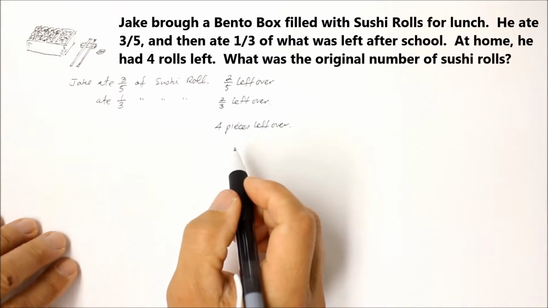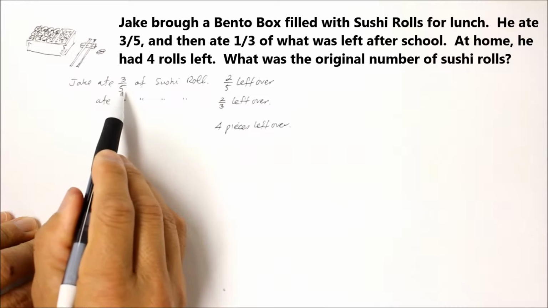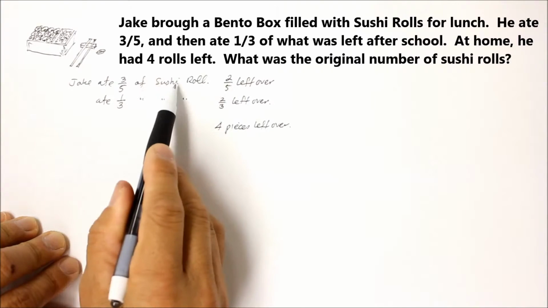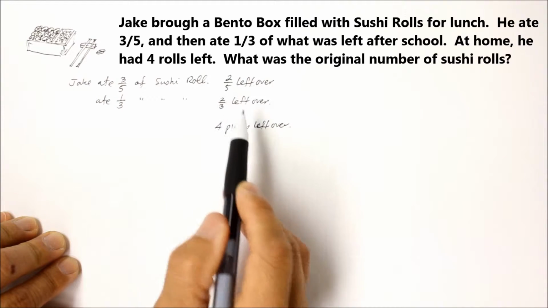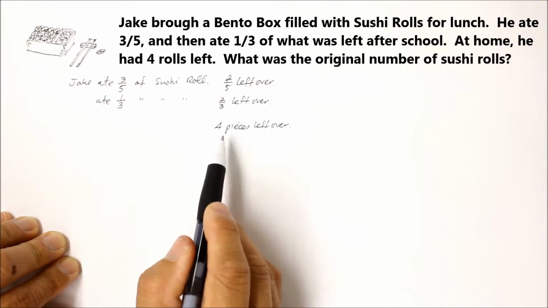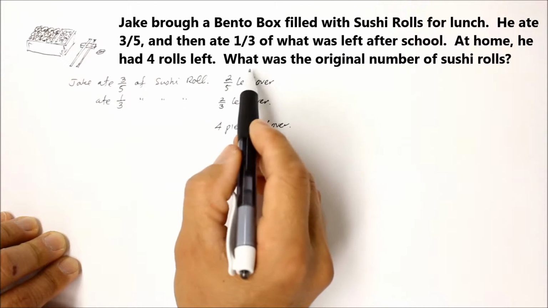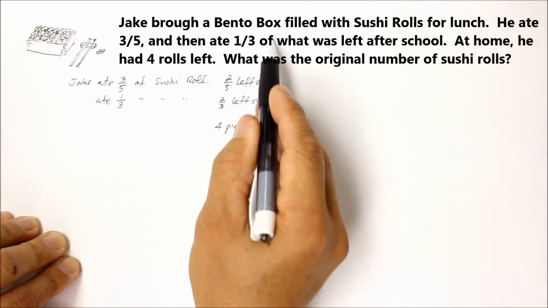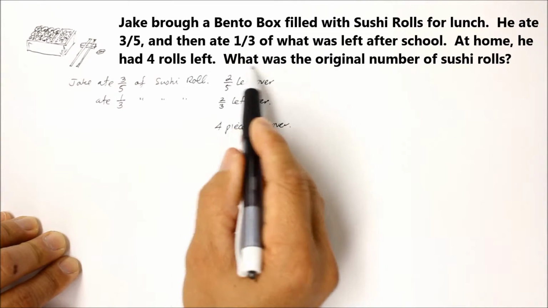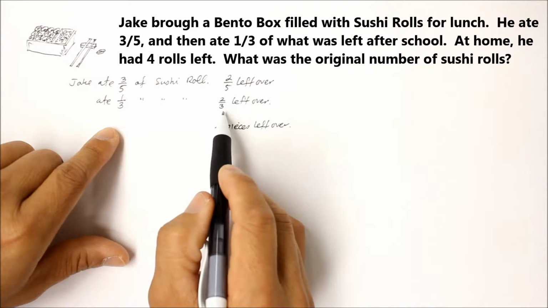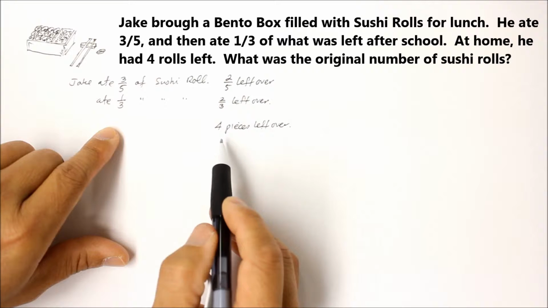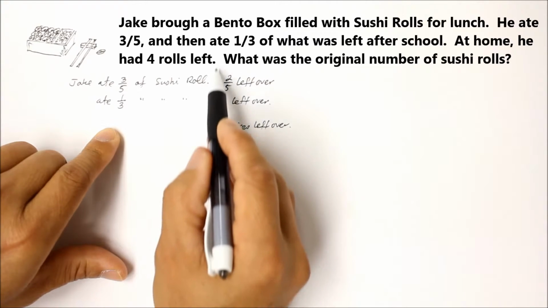So look at the consistent pattern. These fractions represent what he ate. It's gone. But here is what's left over. And we are looking for, well, we have 4 left over. So we're looking for originally what did we have? This is all what we had. From the original, we have 2/5 left over, then 2/3 left over. And as a result, we have 4 left over. So the pattern is what's left over.